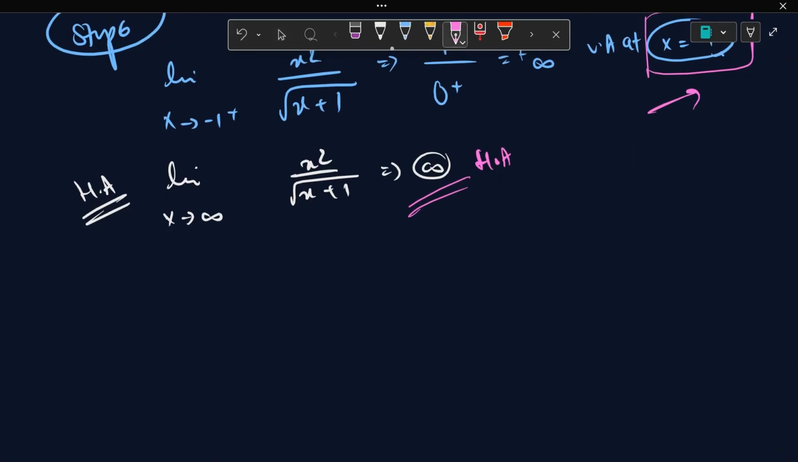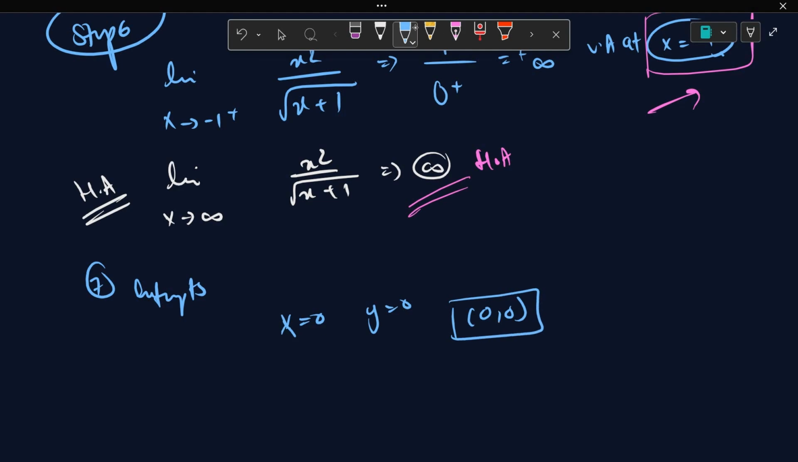Okay, so now moving on to step number 7, which is to figure out the intercepts, the x and y intercept. If I plug in x equals 0 into the equation, I get y equals 0. So that gives me the x and y intercept, which is only one of them, which is 0 and 0.